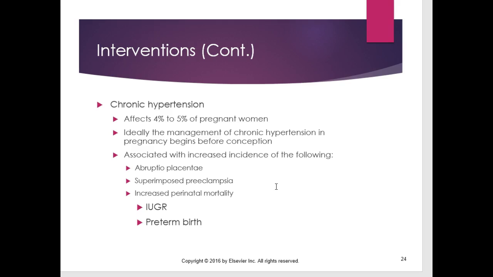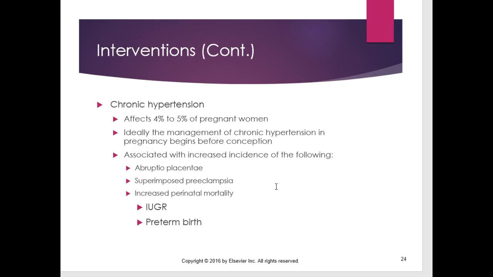We want to get her started on meds prior to pregnancy. We know that ACE inhibitors and ARBs, anything that is renal in nature, is completely contraindicated in pregnancy. So if someone is of childbearing age, we really don't want them on an ACE. We want them on a beta blocker, so that it will not damage the kidneys of a developing fetus.